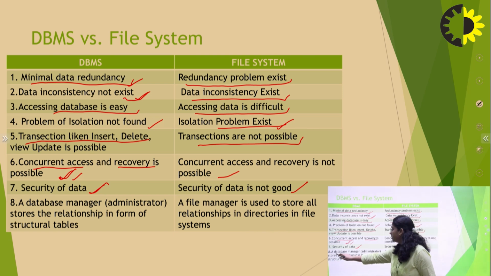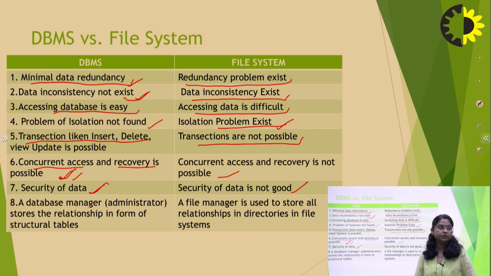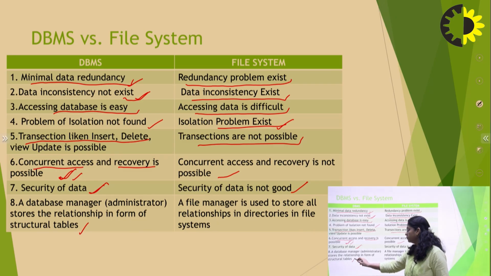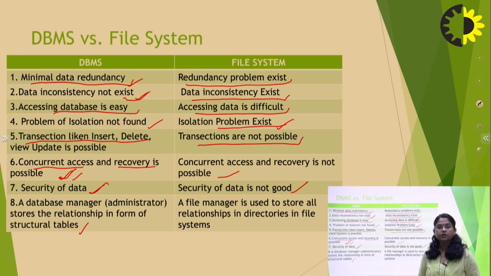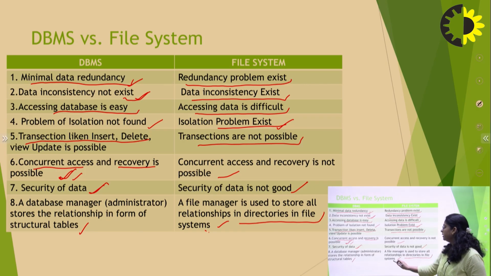Next, a database manager, that is administrator, stores the relationship in the form of structural tables. In the database management system, data is well organized and structured, and they have various metadata also which store the data about data, that is where and in which schema, in which table the data is stored, so that you can fetch data directly from that particular table, and all these things are not available with the file manager. It is used to store all relationships and directories in the file system.